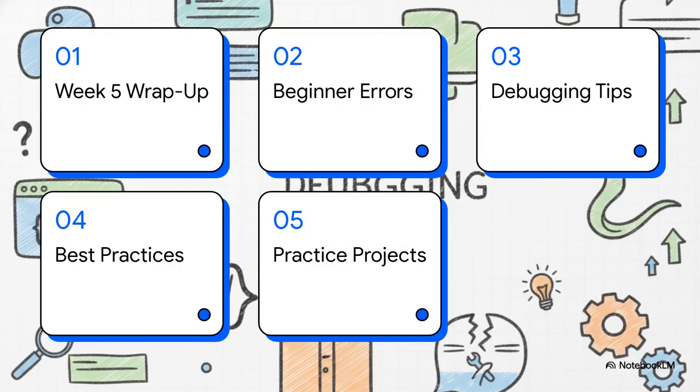So here's our roadmap for this explainer. We'll start with a Week 5 wrap-up, then tackle common beginner mistakes, go over essential tips for debugging, dive into pro developer best practices, and finally look at real-world practice projects.